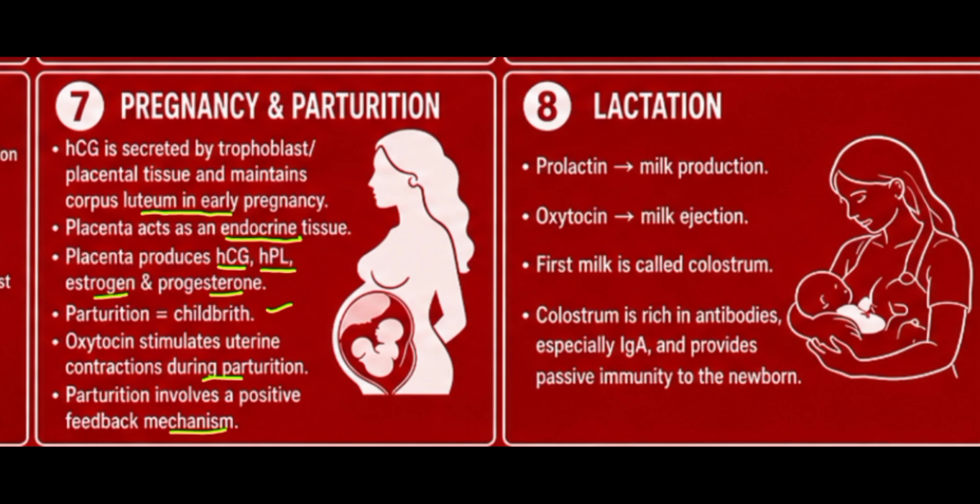Then the lactation. Prolactin is involved in milk production. Oxytocin is involved in milk ejection. And the first milk is called colostrum. This is very rich in antibodies, that is IgA, and provides passive immunity to the newborn.